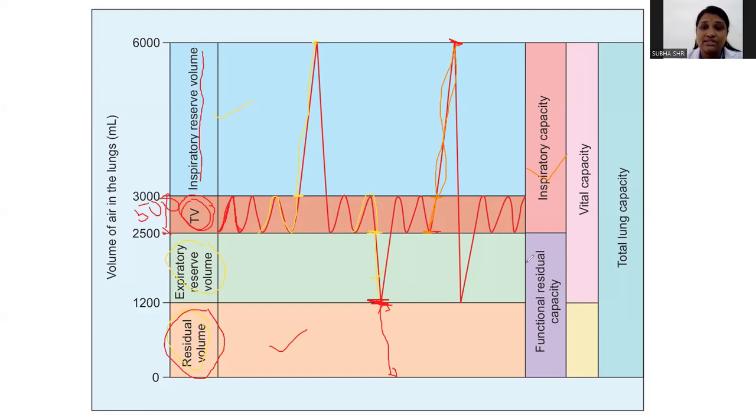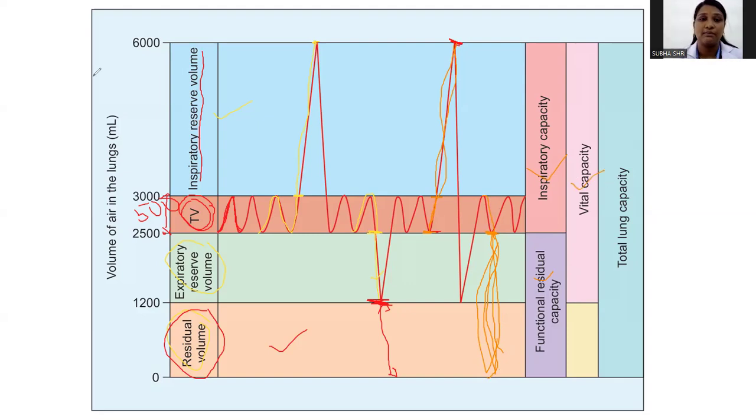Okay. Next capacity is functional residual capacity, where you will ask your subject to do a tidal expiration. At the end of the tidal expiration, it is the amount of air remaining in the lungs. So this entire thing is called functional residual capacity. Okay. Third capacity is vital capacity.